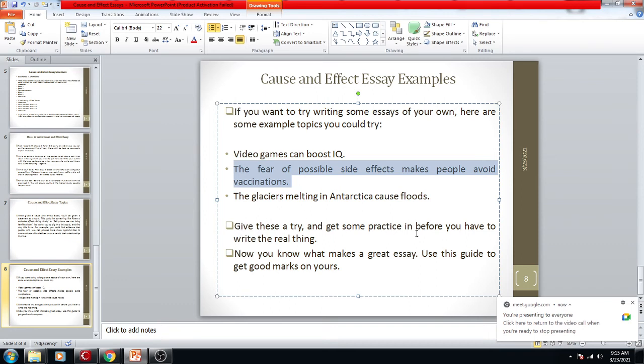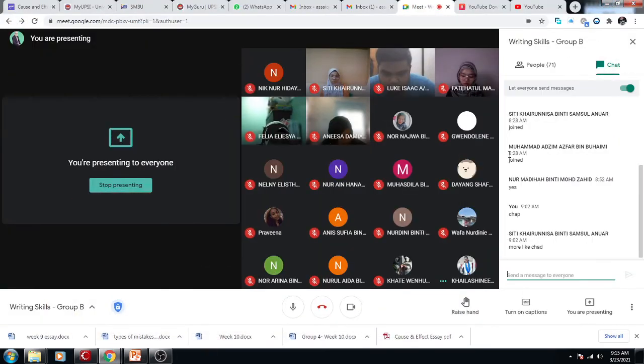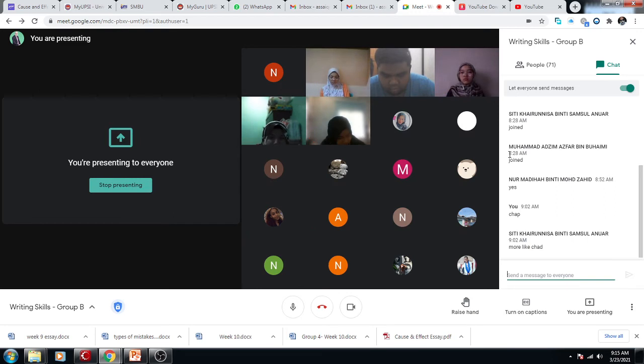Give these a try if you want and get some practice. In the textbook there are some more examples. Now you know what makes a great essay. Use this guide to get good marks on yours. Okay, now let's whiz through the textbook to look for some practice and to look at some patterns for the thesis statement. Sentence patterns.